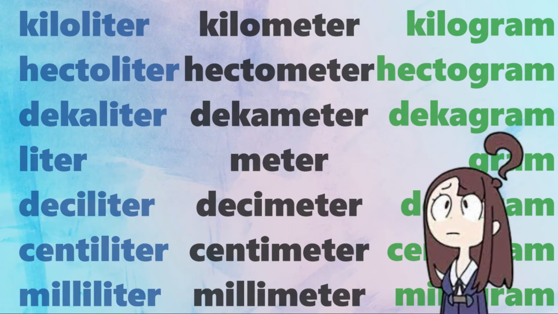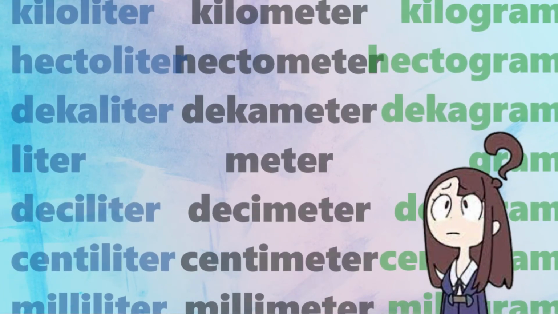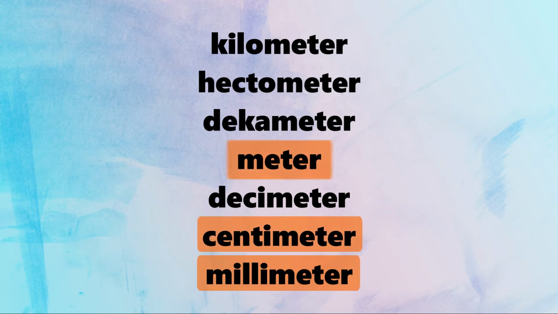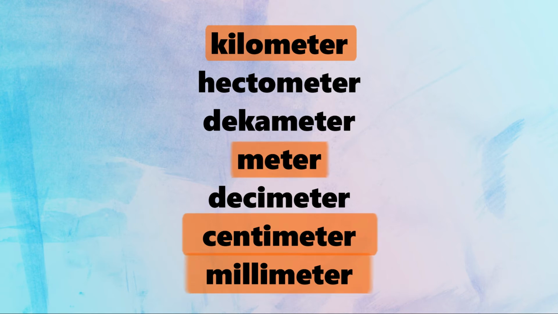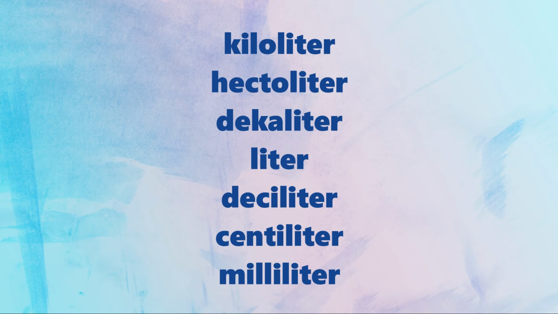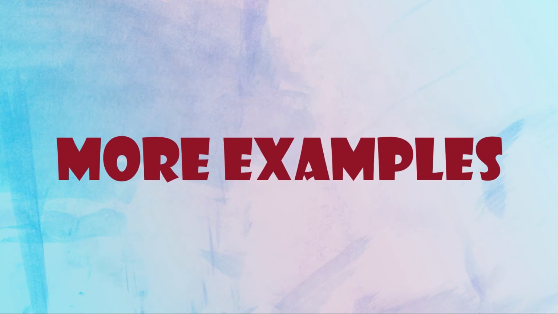But even though the metric system has a lot of different units or prefixes, not all are equally popular. There are really just 4 metric units of length that you commonly encounter in everyday life. They are the millimeter, the centimeter, the meter, and the kilometer. Same with the metric units of mass. The commonly used units are milligram, gram, and kilogram. And also, for capacity, commonly used are milliliter and liter.